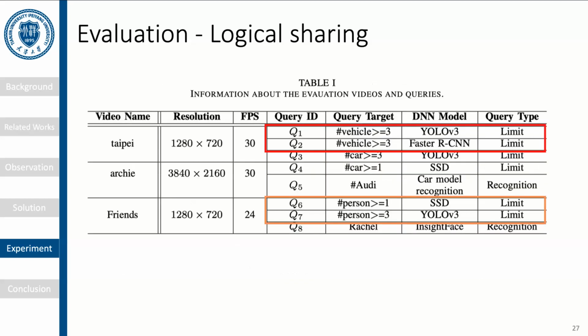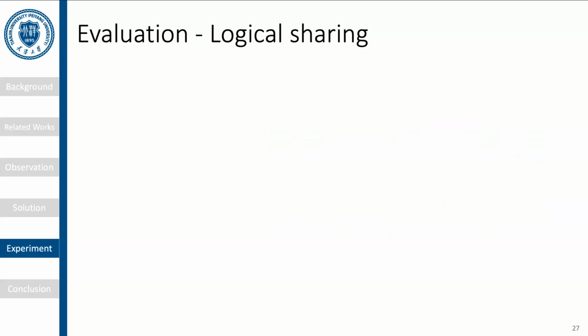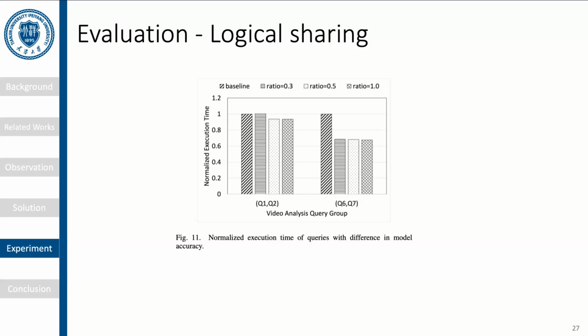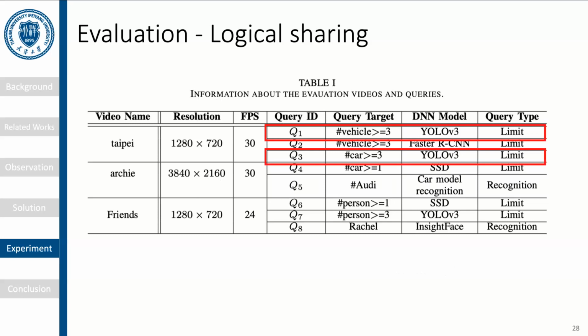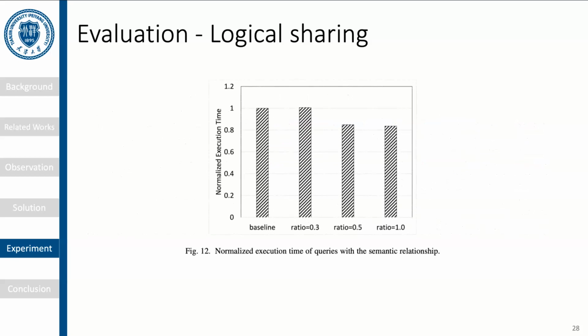Then, we evaluate DVQShare's performance when processing queries configured with different models. The corresponding results show that it can achieve up to 33% performance improvement in this experiment. Further, we evaluate the proposed system with semantically related queries. We can see that it can achieve about 17% performance improvement when the overlap ratio is 1.